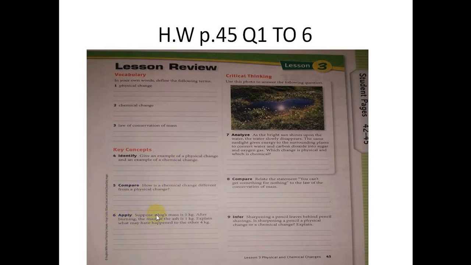Question 6. Suppose a log's mass is 5 kg. A piece of wood, its mass is 5 kg. After burning, the mass of ash is 1 kg. Explain what may happen to the other 4 kg. What happened to the rest of the 4 kg? What do you think? Exactly like burning coal, they are released as gas.